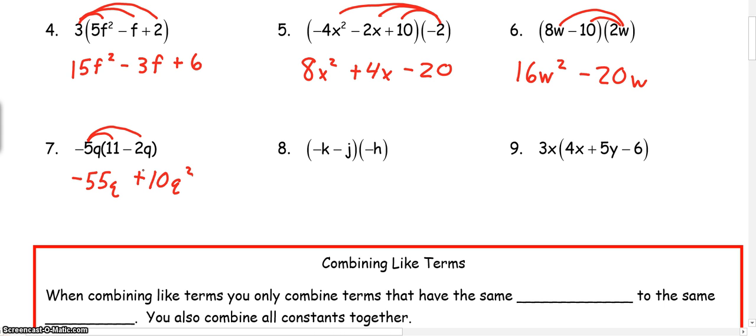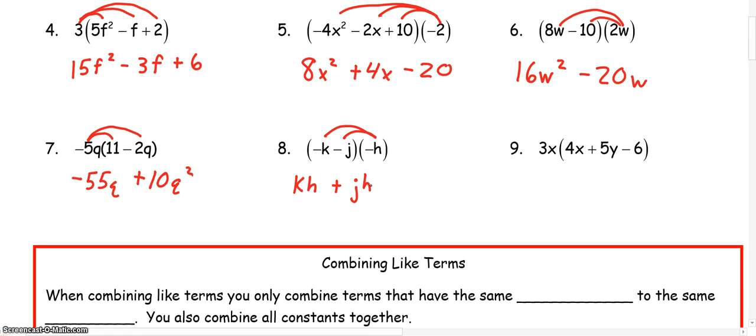Now, 8 and 9 are a little bit different. In 8, none of the variables are the same. So we're just going to show that we multiplied them by writing the letters next to each other because that shows multiplication. So we have parentheses negative k minus j times negative h. We distribute the negative h in, so negative k times negative h. Those are different variables, so we're just going to write them next to each other. So now it becomes kh, and then we have negative j times negative h, plus jh.